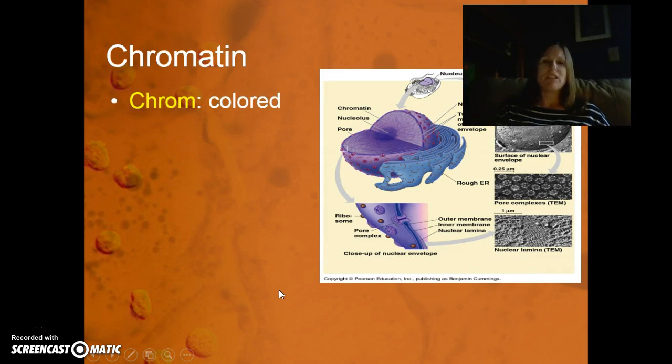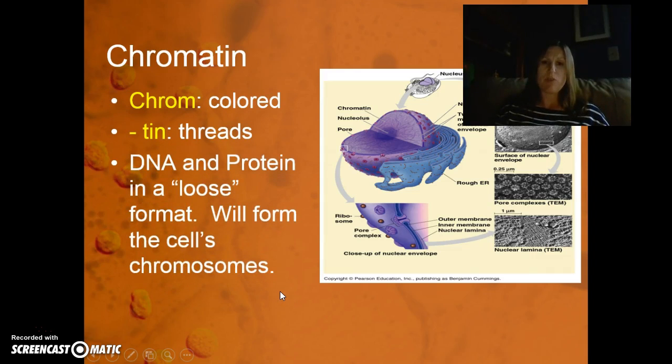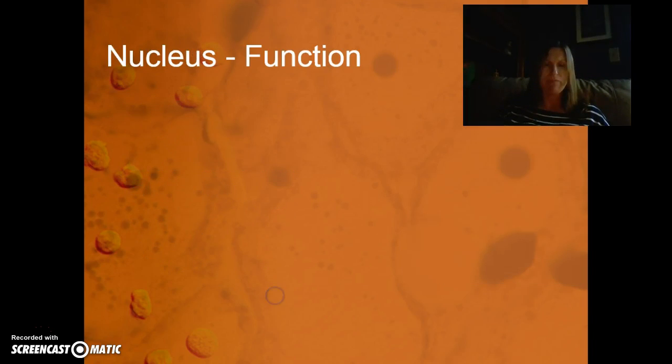Chromatin. Chromatin, chrome means colored, tin means thread. DNA and protein in a very loose format. And this is what's going to coil up and form the cell's chromosomes. We will get into big time detail on this with mitosis and meiosis.